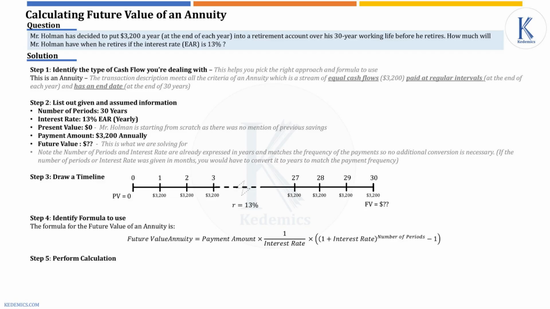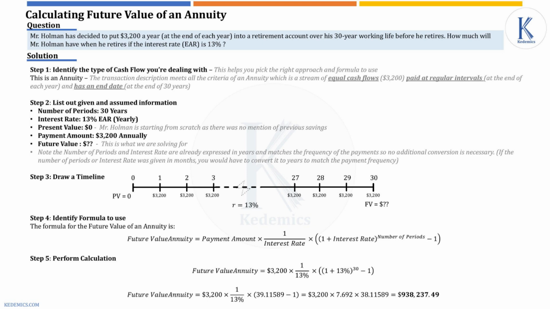Finally, we plug our inputs into the formula to perform the calculation. The future value of this annuity will be equal to $3,200, which is the periodic cash flow or savings amount, multiplied by 1 divided by the interest rate of 13%, multiplied by open outer parentheses and then open inner parentheses. Then, in the inner parentheses, we have 1 plus 13%. Close this inner parentheses, raised to the power of the number of periods, which is 30. Subtract 1 from the result of the inner parentheses, then close the outer parentheses.